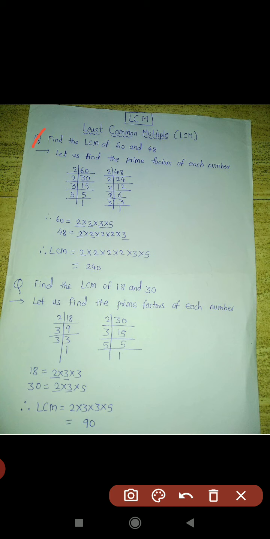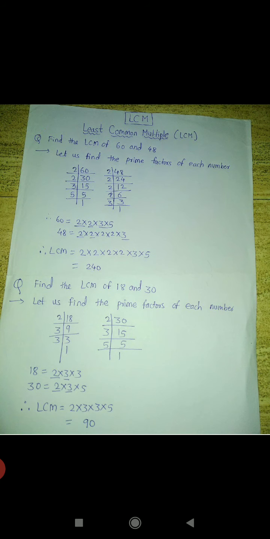For that you have to first find the prime factors of each number. After that you can find their least common multiple. So first let us find the prime factors of each number. Here the first number is 60, so you have to find the prime factors of 60.